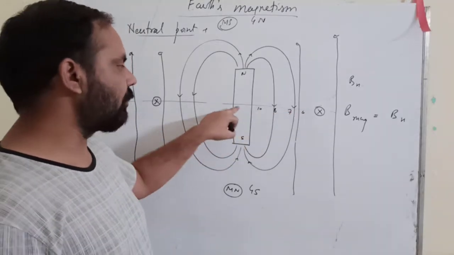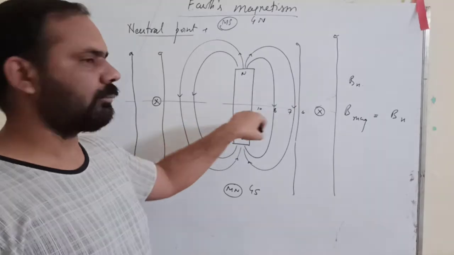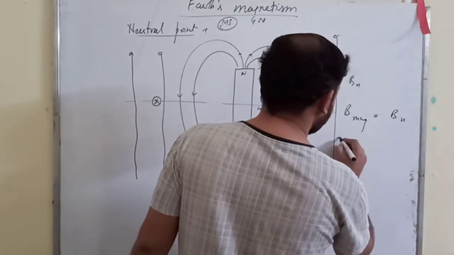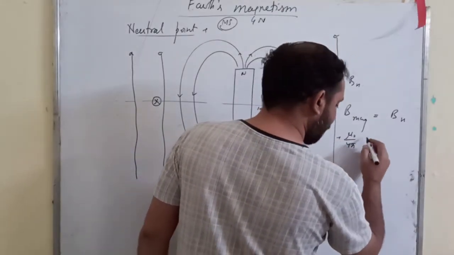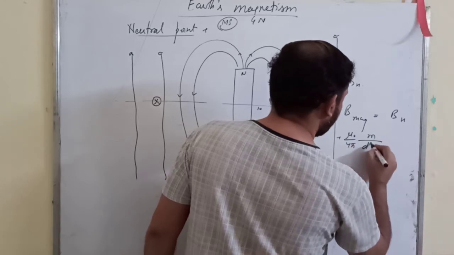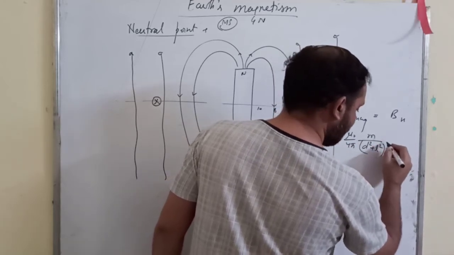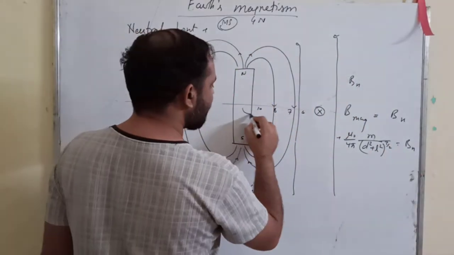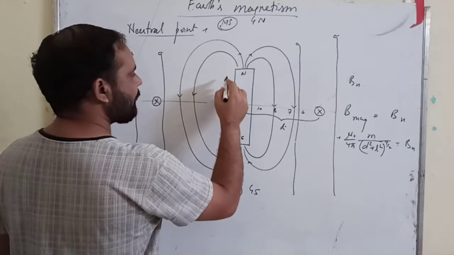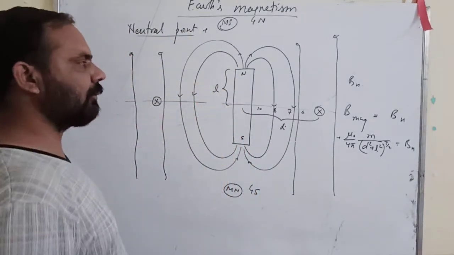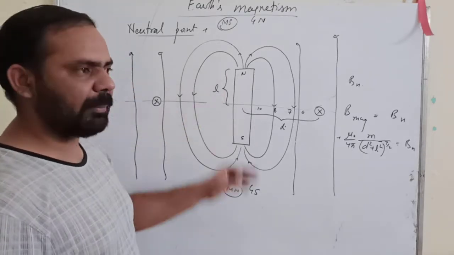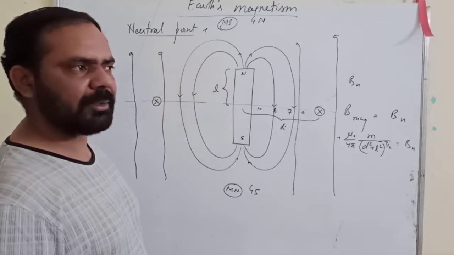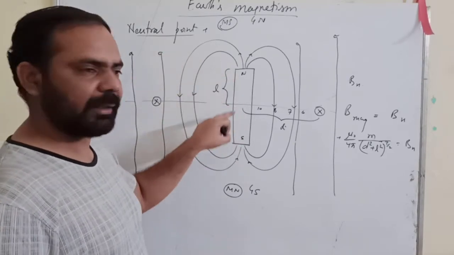Now, what is the expression to find the magnetic field of a bar magnet on the equatorial line? The formula is mu naught upon 4 pi and m upon (d square plus l square) raised to the power 3 by 2 equal to BH. What is d? d is this distance. And what is L? L is half of the length of the magnet, the semi-length of the bar magnet. A bar magnet is like a magnetic dipole, so L is half of its length.